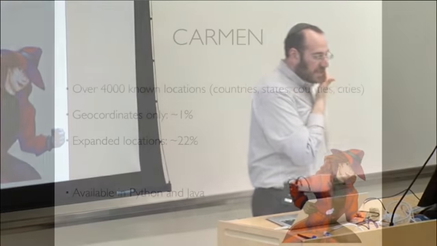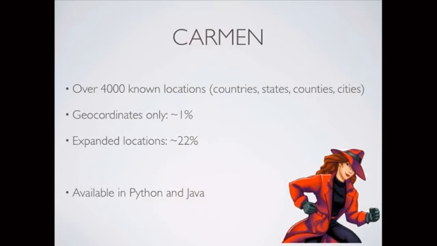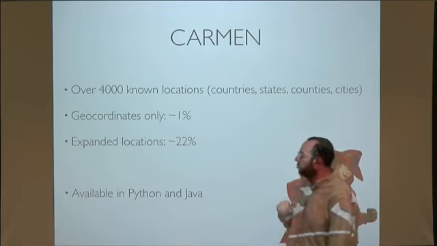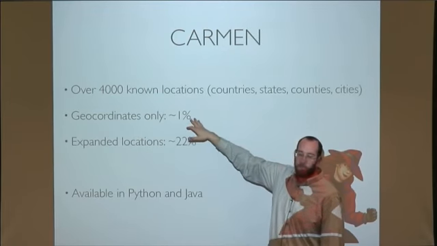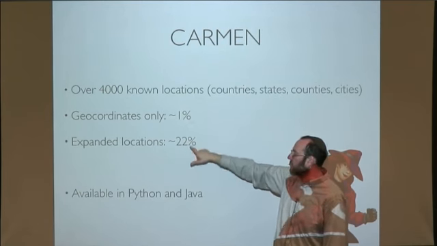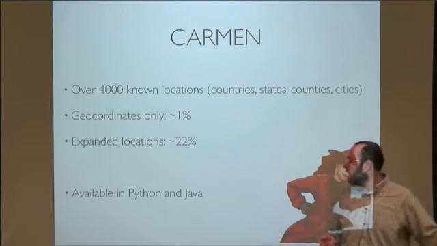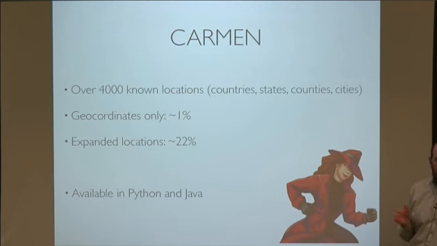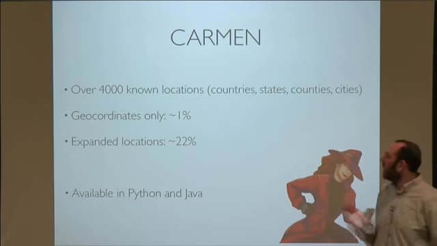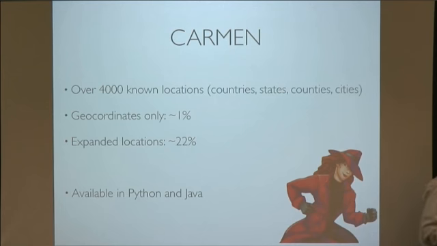So we built a very simple system called CARMEN, where CARMEN takes those strings and resolves them to one of about 4,000 locations that it knows about. We have a whole paper on this if you're curious, but the one number you have to know is we go from a data set with about 1% geolocated tweets to 22% geolocated tweets. And you can use our code. It's available in Python and Java. It's online, you can extend it, whatever you want. So we use this to get a lot more data than the geotag data that we're provided with.